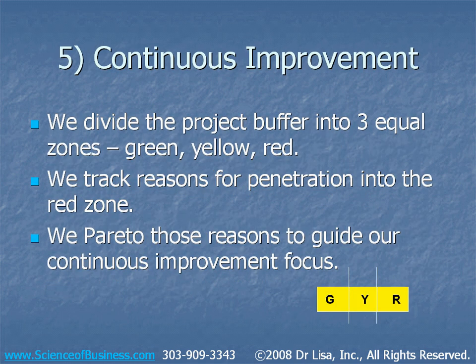And finally, we can now focus our continuous improvement. If we take the project buffer and divide it into 3 equal zones, a green, a yellow, and a red, we can track reasons for penetration into the red zone. We Pareto those reasons then to guide our continuous improvement and to really focus those efforts.